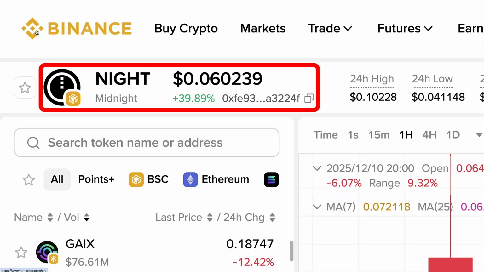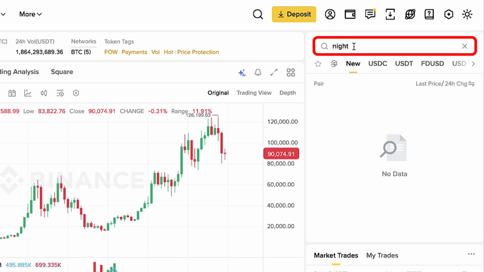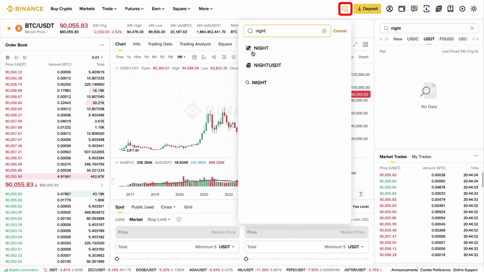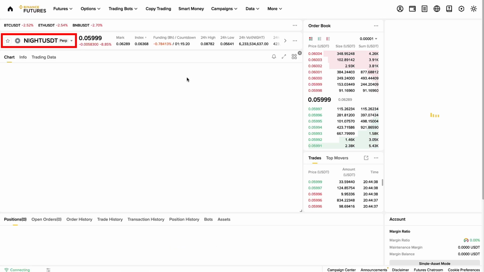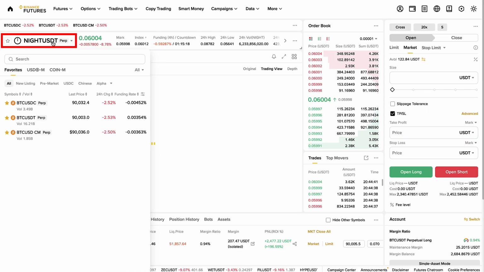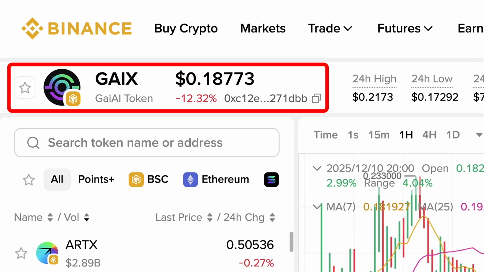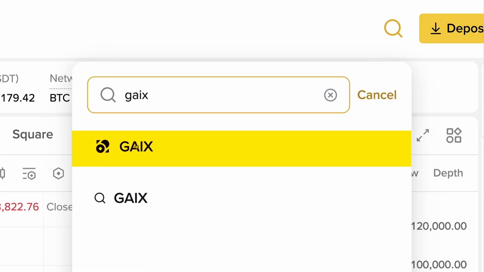Let me just give you some examples. Here is the Night cryptocurrency on BYBIT Alpha, and if I go to Binance Spot and I search here for Night, it's nowhere to be found as you can see here. However, when I use this global search Night, it shows here Night on the BYBIT Alpha, and then there is Night USDT on the futures market as you can see right here. But many coins are not listed even on the futures. You can see here this GAIX token, for example. Here if we go to search for GAIX, you can see it's only found on Binance Alpha.